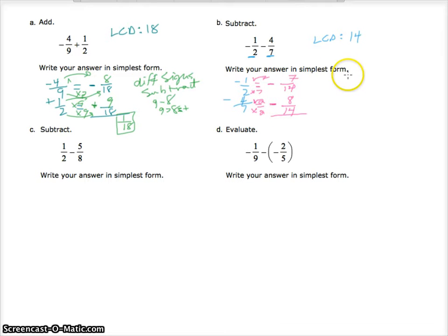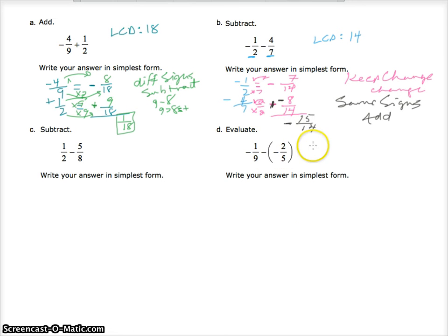Well, since I've got subtraction, I need to apply keep, change, change. So I'm going to keep, I'm going to change subtraction to addition, and I'm going to change to negative 8. Now I have same signs, so I'm going to add. 7 plus 8 gives me 15 over 14, and now I keep my negative sign, and I have negative 15/14. Go ahead and practice C, D, E, and F on your own.